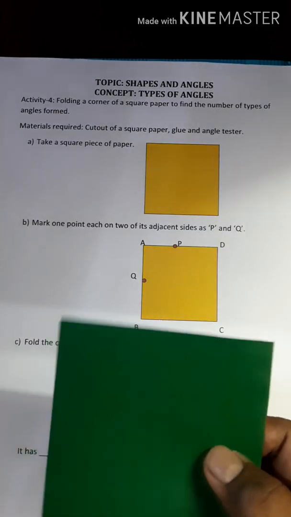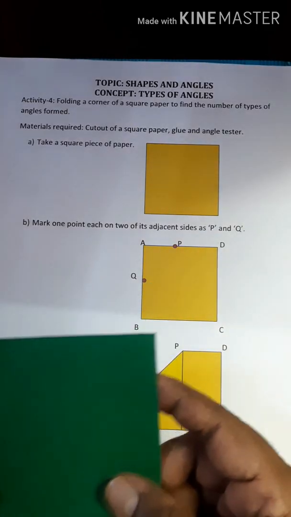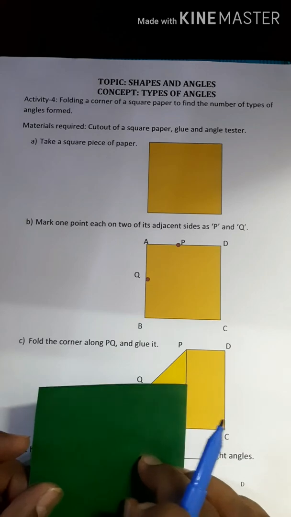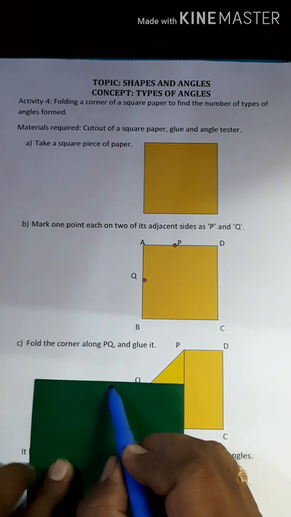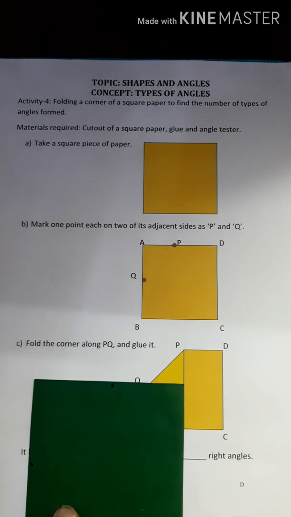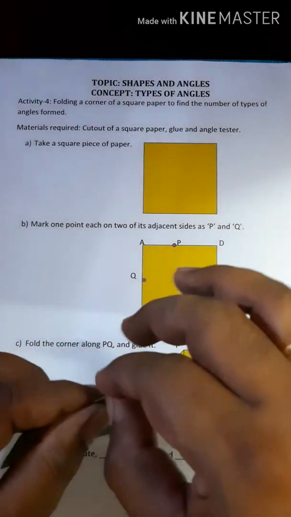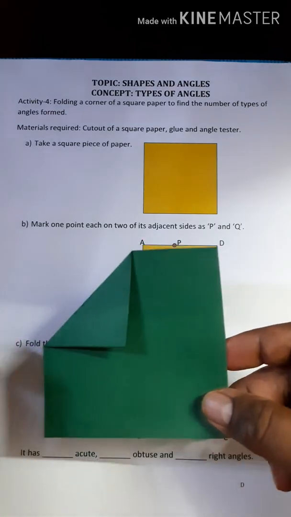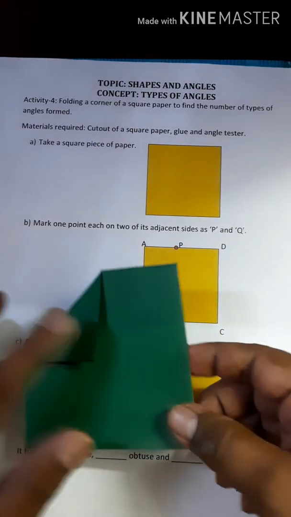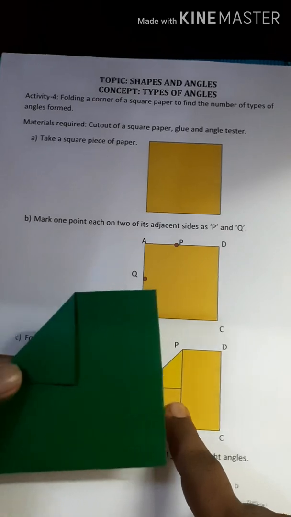So first I will take a square piece of paper. Then I will be marking 2 points P and Q. See here, as shown in the picture, I will be marking 2 points P and Q. And then I will fold it along these points. We will be getting a shape in this manner. Now you can just check, you will be getting this kind of figure.